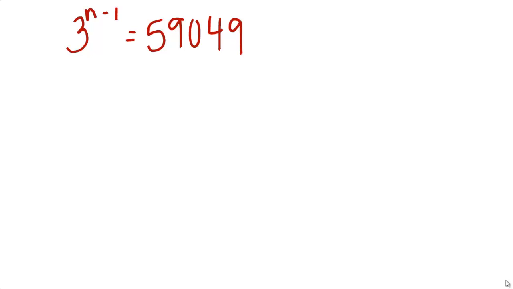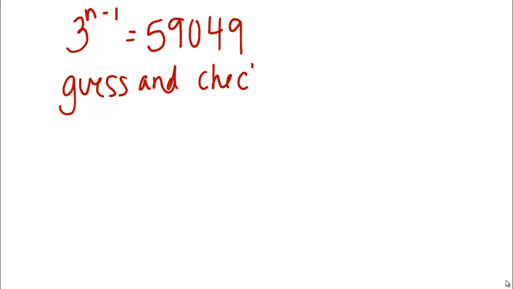Because it's a natural number, it's not that terrible of an idea to use guess and check. And even though you might think 59,049 is a large number, in terms of powers of 3, it's not crazy large. Like, it's not going to end up being 3 to the 100th or something like that. So if you're not sure what to pick to guess and check with first, pick any power of 3. How about if I just pick 3 to the 5th?